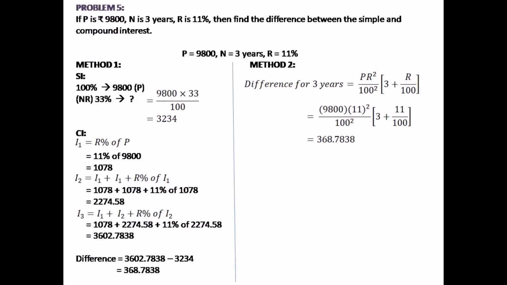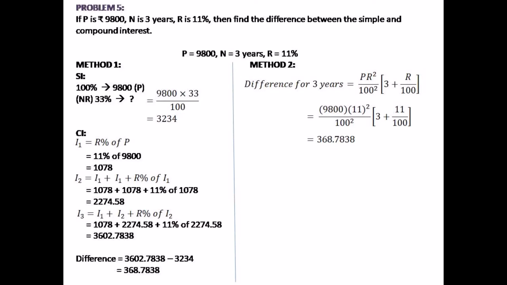2274.58. I3 equals 1078 plus 2274.58 plus 11% of 2274.58, gives I3 as 3602.7838. Subtracting the interests, we get the difference as 368.7838. Now let's solve by the second method.